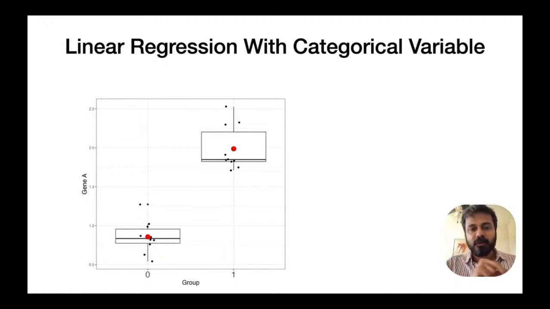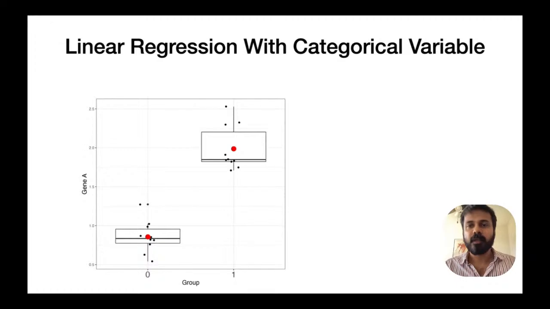But the x-axis no longer corresponds to a continuous variable. It corresponds to what's known as a categorical variable. A categorical variable, as opposed to a continuous variable, can take on only a finite number of values. In this case, our categorical variable takes on one of two values, zero representing the first group, for example control, and one representing the second group, for example treatment. This should be quite familiar if you've ever quantified gene expression in two different groups. You would plot it something like this.